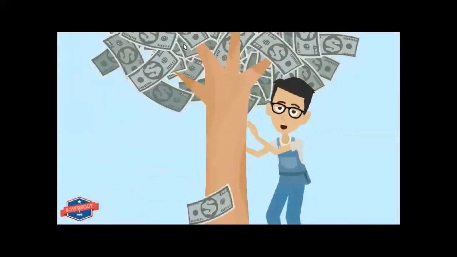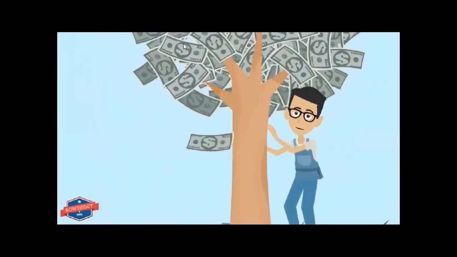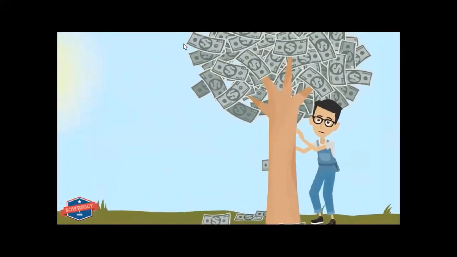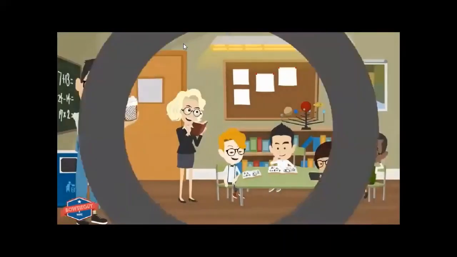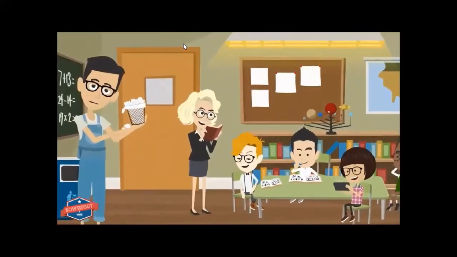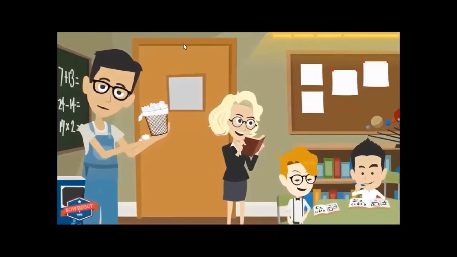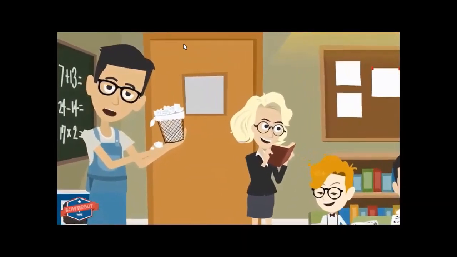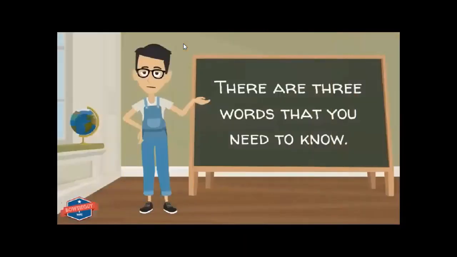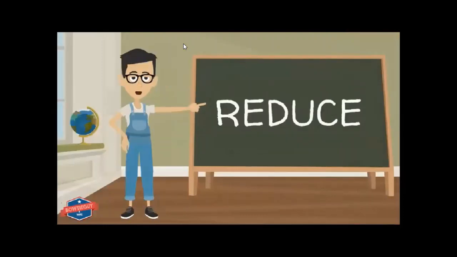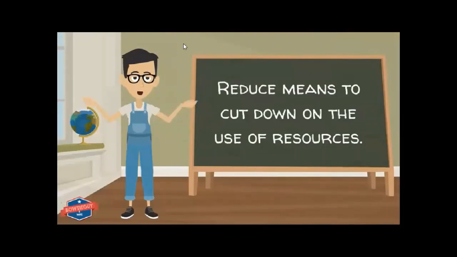You may have heard someone say, money doesn't grow on trees. Well, they're correct. We're both intelligent enough to know that. Money doesn't grow on trees. What they're trying to tell you is, you shouldn't waste. The next time you have to throw something away in class, really think about whether or not it needs to be thrown away. See if your school has a recycling program where they take paper materials and recycle them. So how about it? Let's become a conservationist. There's 3 words that you need to know. First, let's talk about reduce. To reduce is to cut down on the amount of resources that are used.